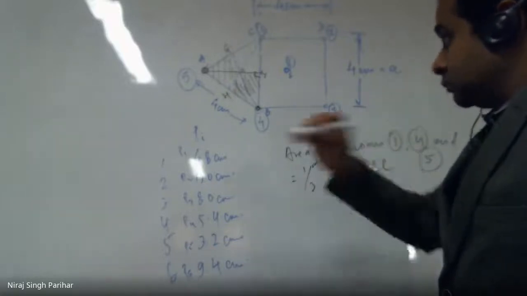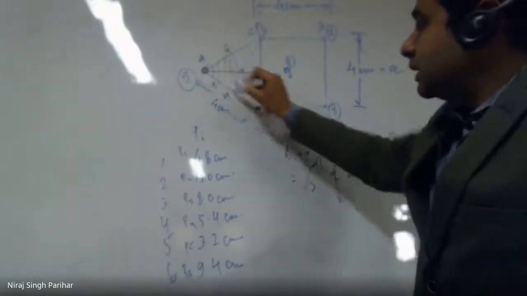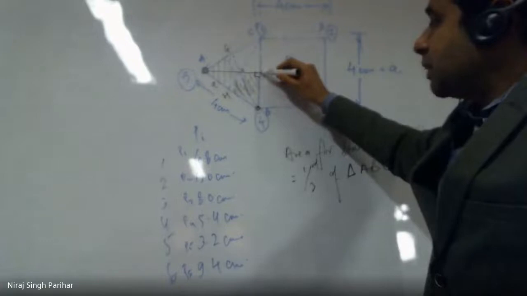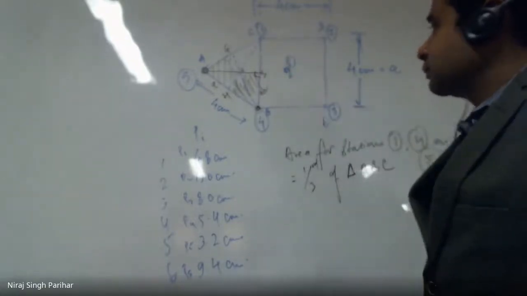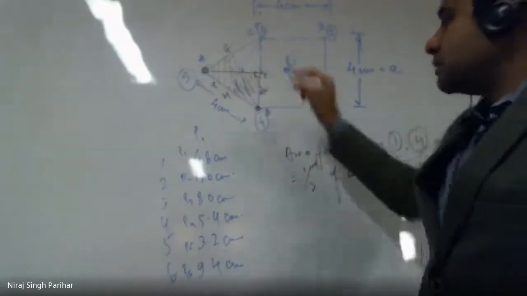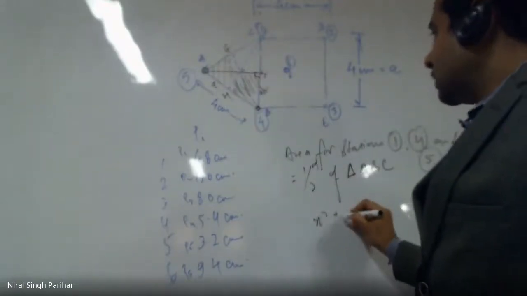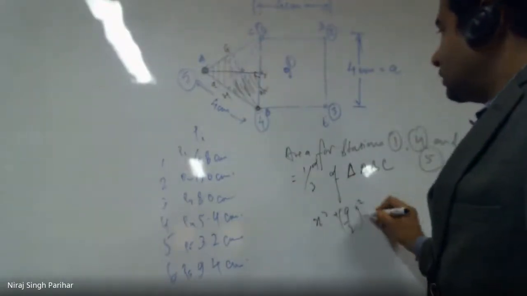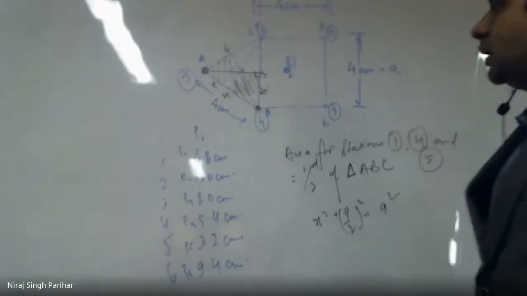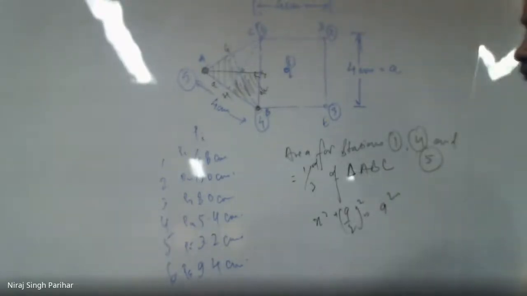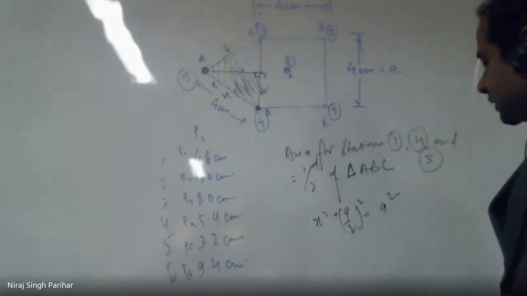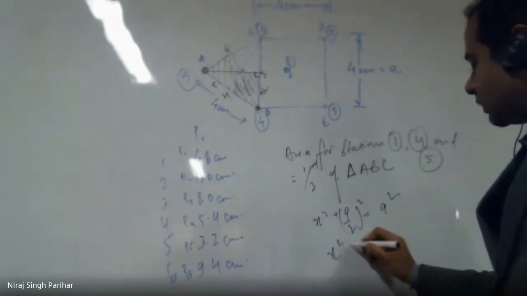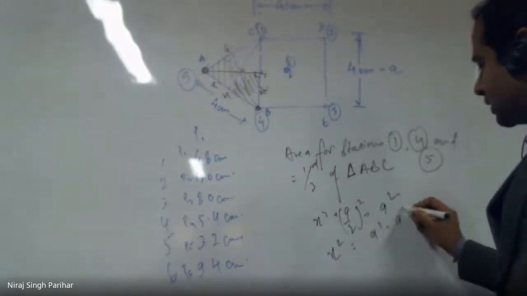Now this will be A, this side. This is A. Perpendicular bisector है तो this should be A by 2. ठीक है, इसको आप x मान लीजिए. So x square plus A by 2 square equals to A square. Right? So just make the calculation. So this x square will be how much? A square minus A square by 4.